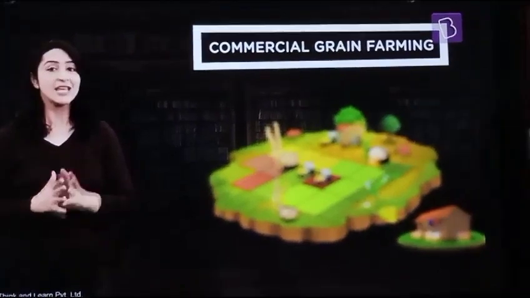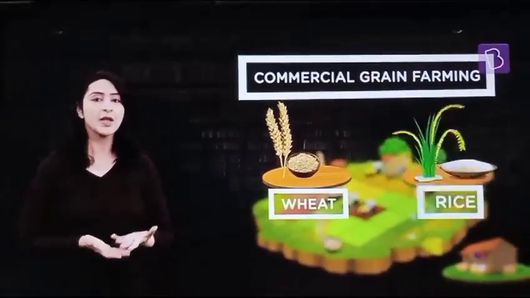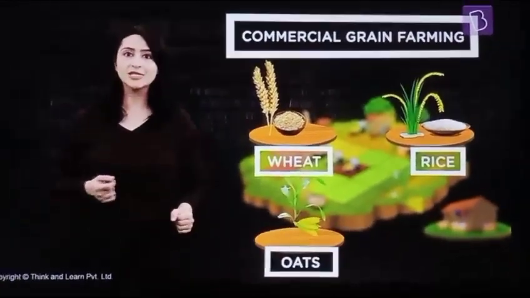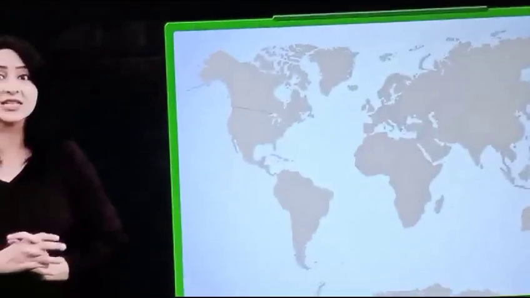Extensive agriculture is also known as commercial grain farming. It involves cultivating grains such as wheat, rice, oats, and maize for selling in the market. Now, to practice this type of farming, you need a lot of capital, a vast amount of land, and access to high-tech machinery. It is widely practiced in the temperate grasslands of North America and Europe.